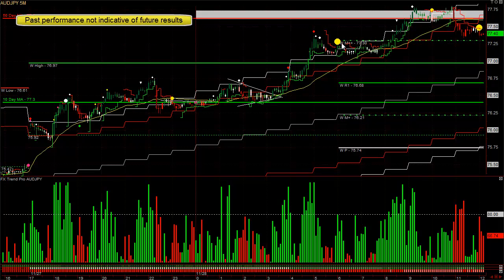Now here we have a 3 and 4 hour counter trend signal, which most of the time is the end of the move. And so at that point in any higher move, you can really aggressively do counter trend trades.